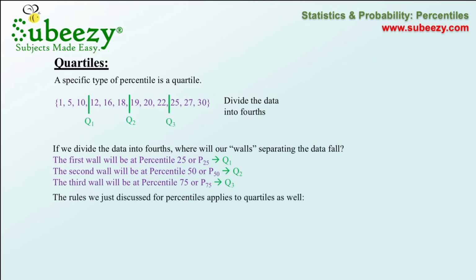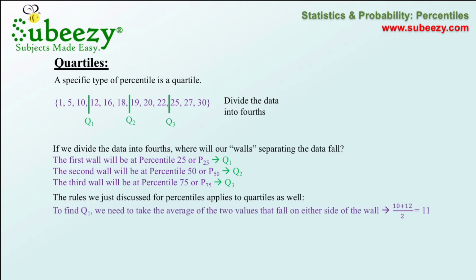The rules that we just discussed for percentiles apply to quartiles as well. To find Q sub 1, we need to take the average of the two values that fall on either side of the wall. In this example, it's 10 and 12. The average of 10 and 12 is 11.